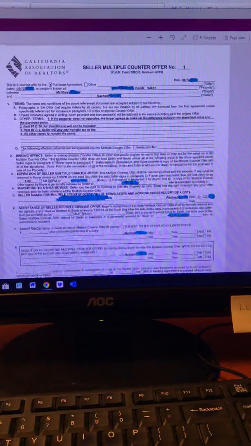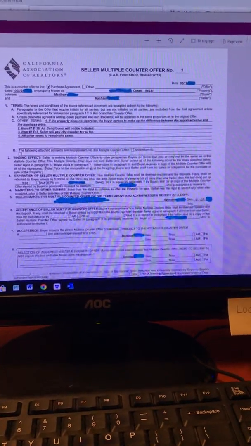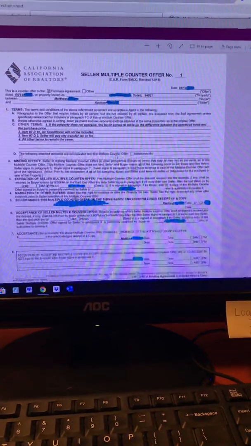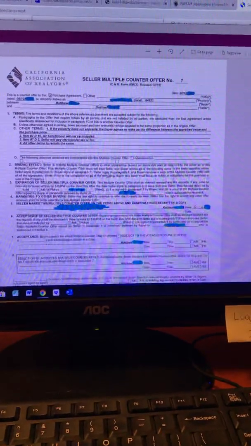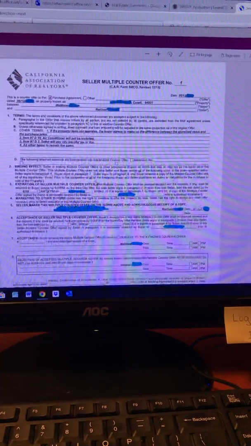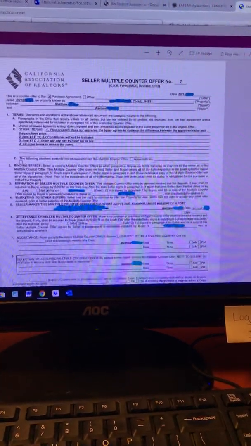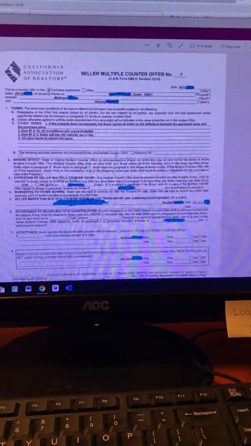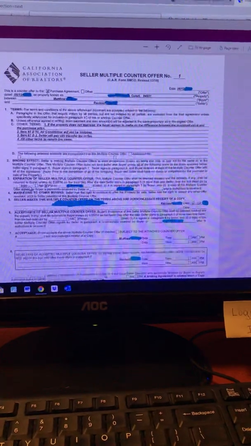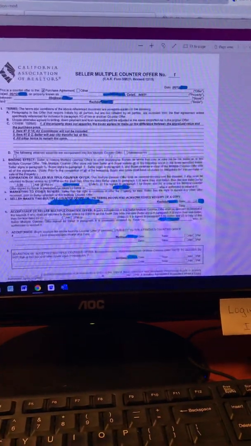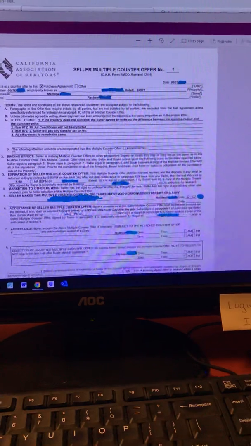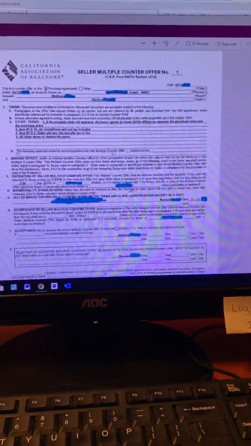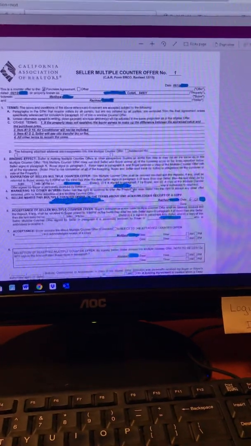Down in here, this is what I was talking about for the binding effect. So the counter doesn't bind the seller unless the seller signs in paragraph 8 and accepts or selects that particular counter. Down here, very important also, the expiration, both time and date. Date would go in this spot. Obviously, things are blocked out for privacy on this form. This is a real form that someone used.